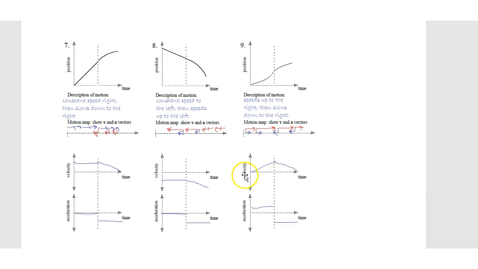Now, velocity. Speeding up to the right. That means I need to stay in the positive section and go away from 0. Now I need to slow down to the right. So I'm going to stay in the positive section and go towards 0. Finally, for acceleration, we have a positive slope, a positive acceleration. This should be a flat line. A negative slope and a negative acceleration.